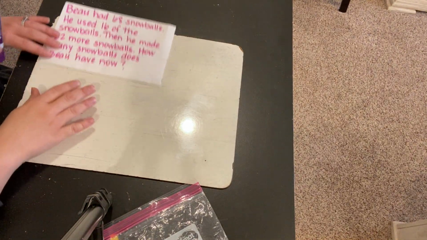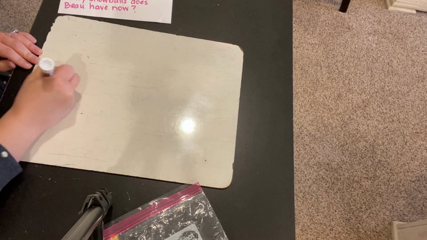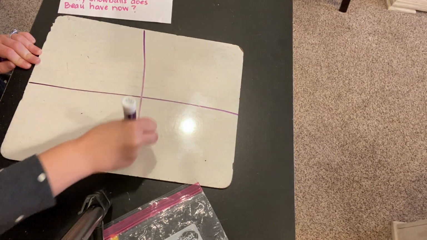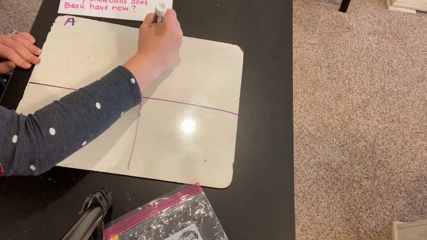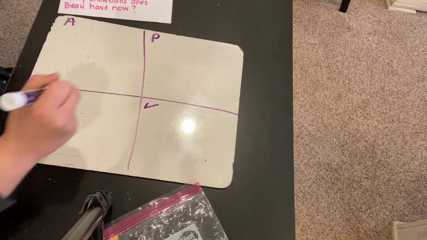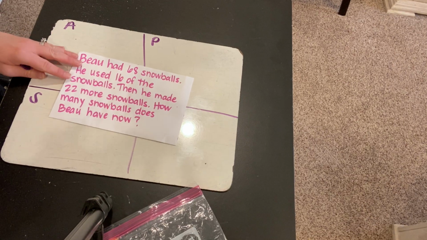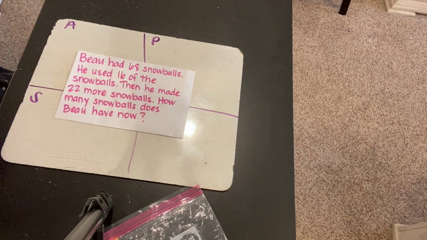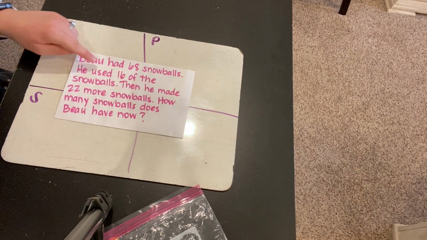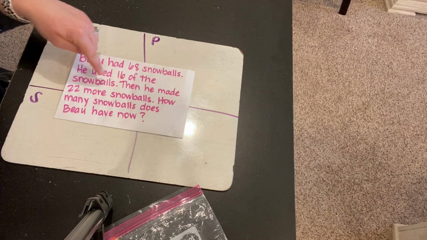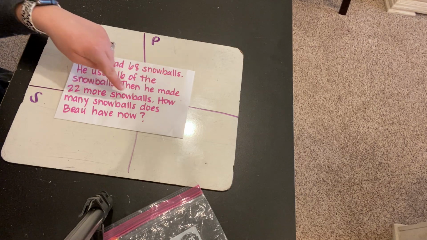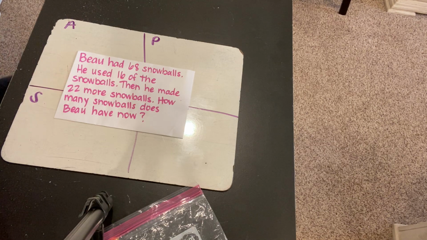Okay, here's our word problem for the day, and I'm actually going to draw out the APPS check mat for us so that we can analyze this problem. Okay, here is our problem. Let's read it together. Bo had 68 snowballs. He used 16 of the snowballs. Then he made 22 more snowballs. How many snowballs does Bo have now? Whoa, there's a lot that was going on in that problem.